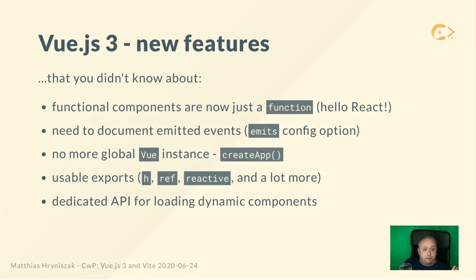Usable exports, I already mentioned that. For the Composition API, we have ref and reactive. For render functions, we have h. There are tons and tons of them. We're going to go through at least some of them in the live coding session in a moment.